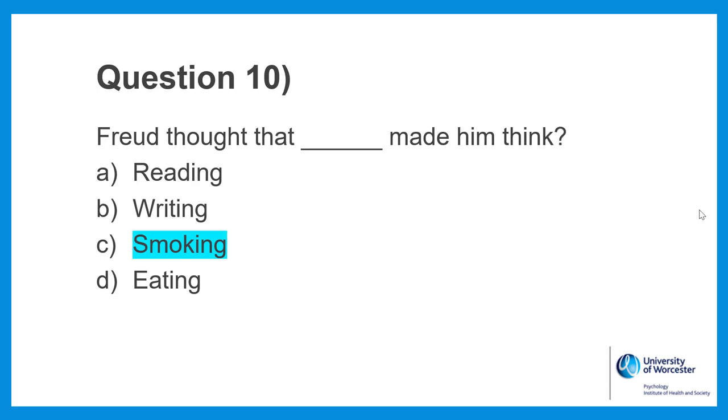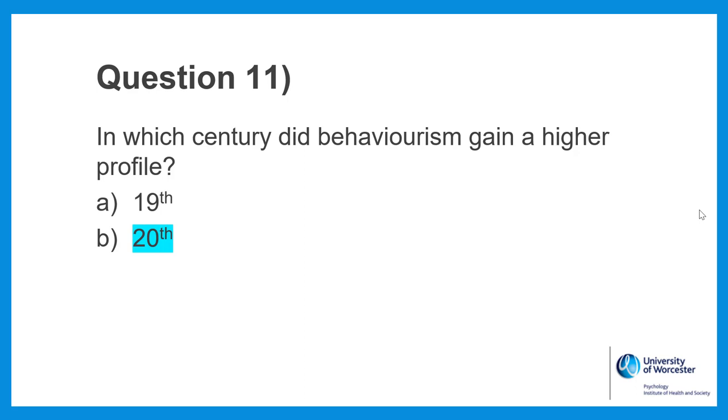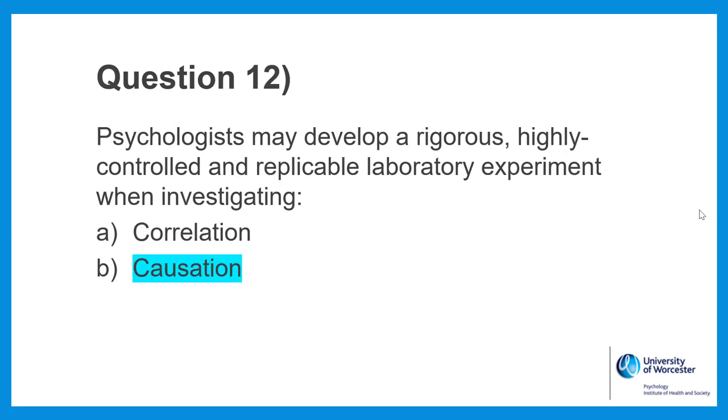For question 10, Freud thought that C, smoking, made him think. Question 11, in which century did behaviourism gain a higher profile? The answer is B, the 20th century. And question 12, psychologists may develop a rigorous, highly controlled and replicable laboratory experiment when investigating B, causation, so looking at cause and effect.